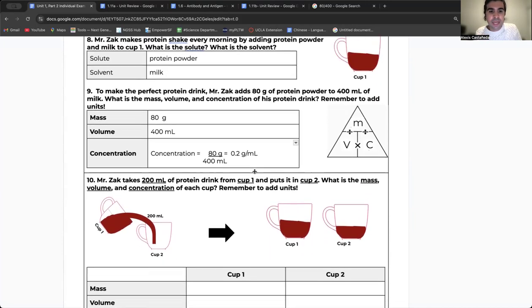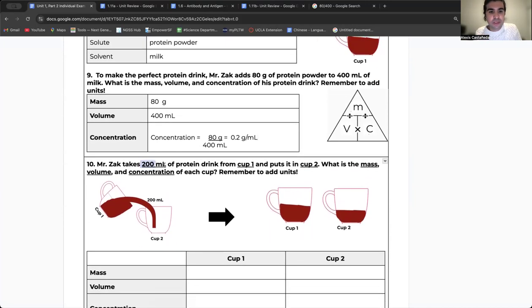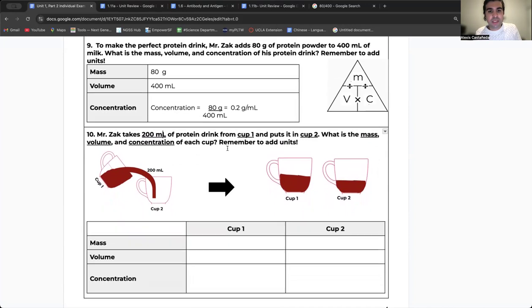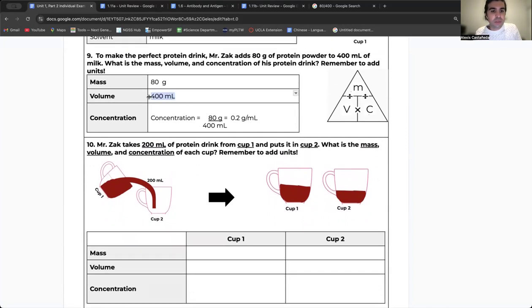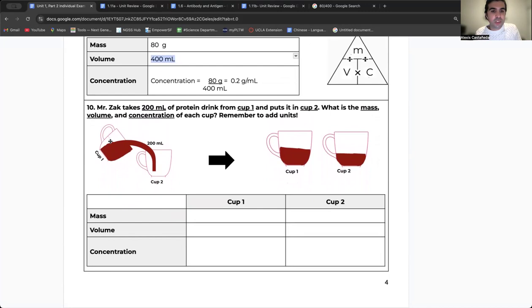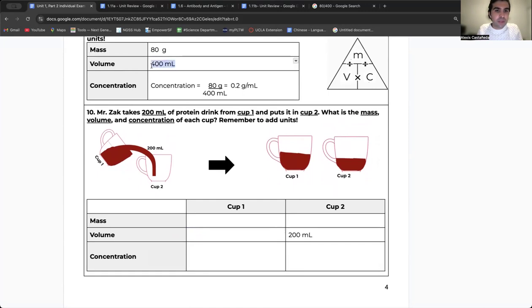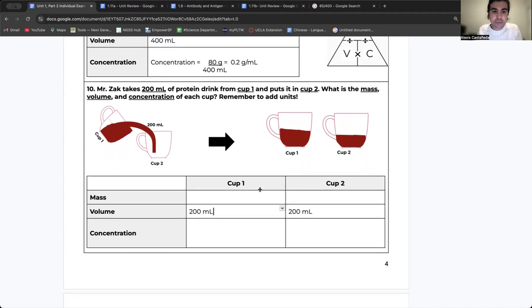Now it's telling me that Mr. Zach takes 200 milliliters of protein drink from cup 1 and puts it into cup 2. What is the mass, volume, and concentration of each cup? Remember to add the units. Initially we have 400 milliliters. I'm going to take 200 milliliters from cup 1 and put it into cup 2. So cup 2 now has 200 milliliters. If initially I had 400 milliliters in cup 1 and I took away 200 milliliters, I'm left with 200 milliliters. 400 minus 200 is 200.